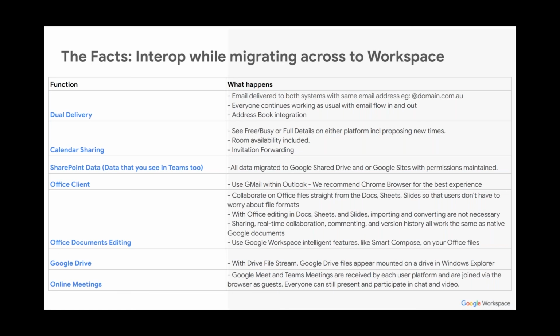Everyone continues working as usual, regardless of whether they're using Gmail on the web or Office on an on-prem solution installed on the laptop. And address books also integrate. Calendar sharing as well works regardless of the platform. You can see free/busy on both platforms, propose new times, room invitations, invitation forwarding, it just works out of the box seamlessly in that interoperability scenario.